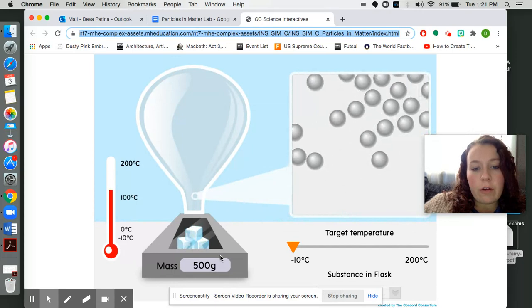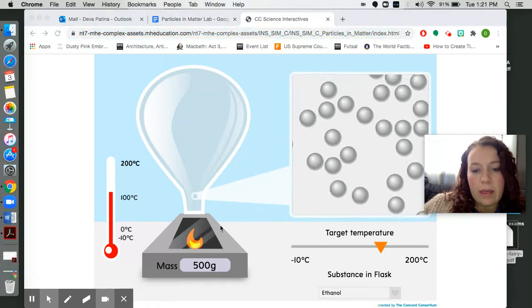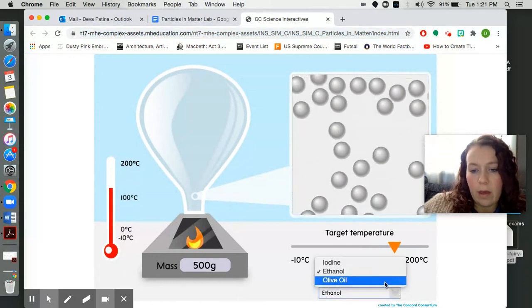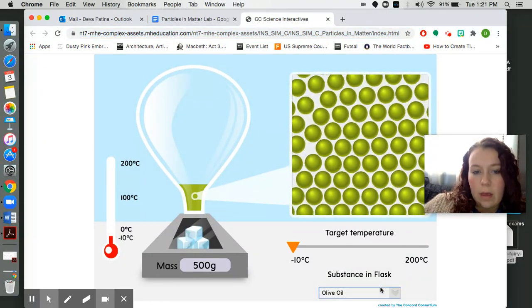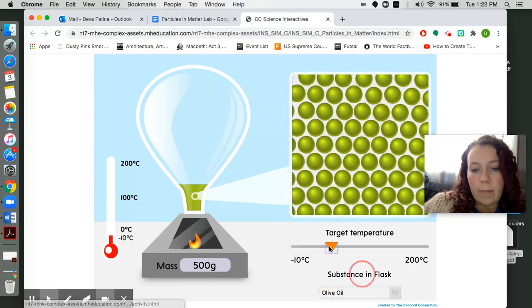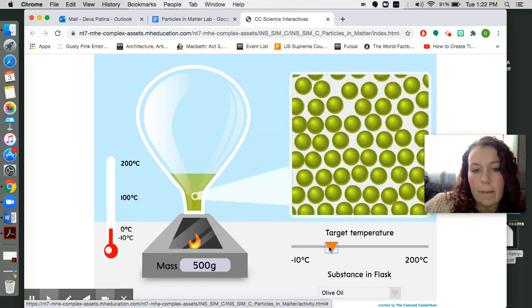First thing you're going to do is pick a substance. So I'm going to start with the substance of olive oil. And as you notice right now, the mass is 500 grams. And the state of matter that it's at is a solid. It's frozen. Now let's see what happens if I increase the temperature just a little bit.